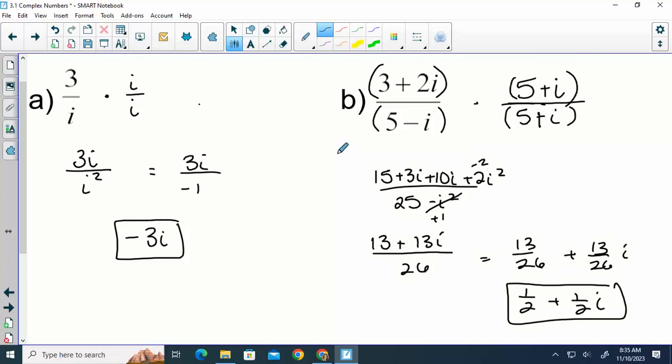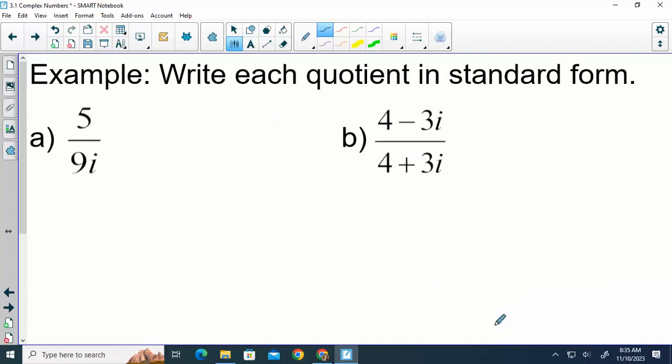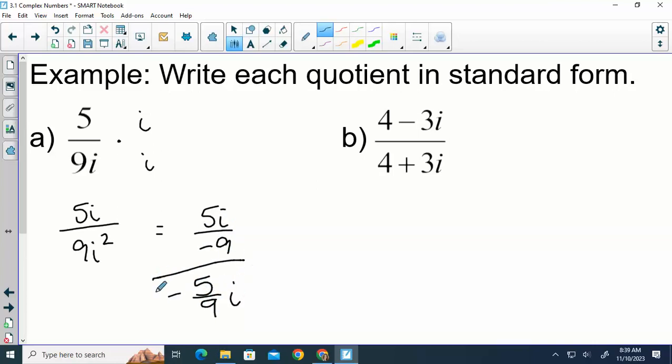Alright, I'm going to have you guys try one, and this will probably be our last slide of the day. You could do 9i, but you just end up reducing the 9 later. Since it's one term, all you really need is the I. So we get 5i over 9i squared. So that's 5i over negative 9, or we could write that as negative 5/9 I.